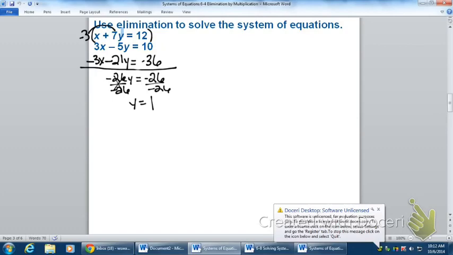So now that we have our y value, we can substitute it in to our equation up here and figure out our x value. That's all I'm going to do. So I got 3x minus 5, and there's my y, so I plug in 1, is equal to 10. From here, I'm getting x by itself. 5 times 1. Add 5 to both sides.